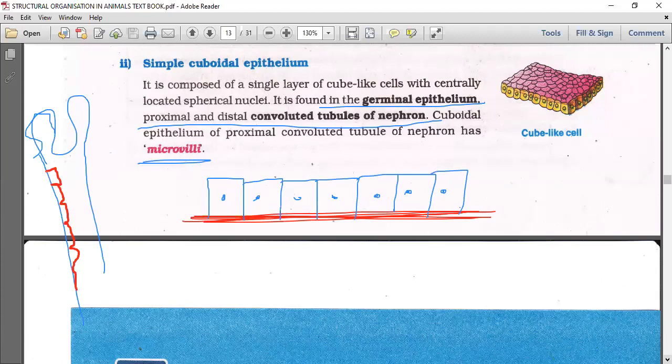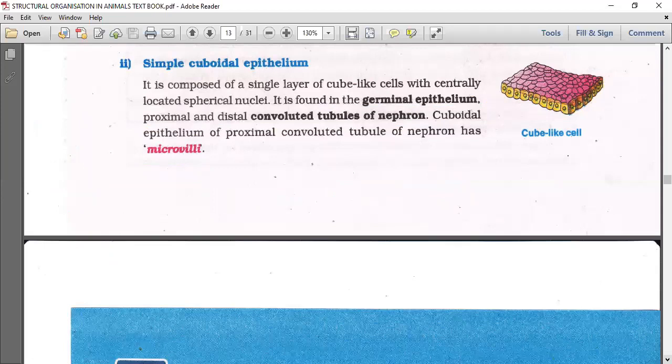What is the speciality particularly of simple cuboidal epithelium? It has a brush border, that is microvilli. If you see, the cells have microvilli. For what? To absorb more water, to increase the area of absorption of water. Finally, examples: germinal epithelium, and the proximal and distal convoluted tubule of the nephron, and particularly the cuboidal epithelium of the proximal convoluted tubule of the nephron has microvilli.